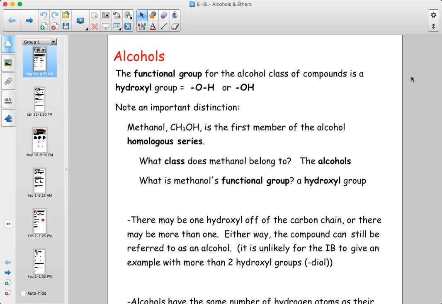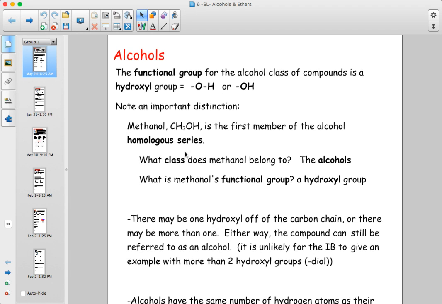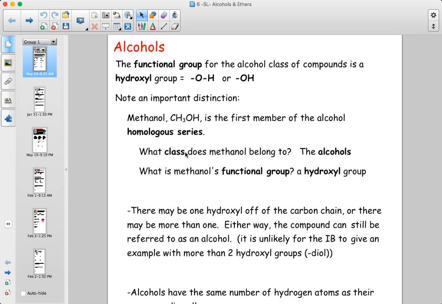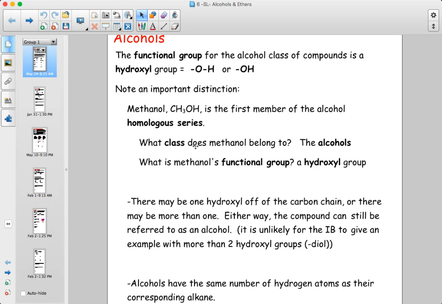Okay, so alcohols and ethers. Alcohols are the next class of compounds we're going to talk about. The functional group of the alcohols is the OH group. Now, a very important distinction is that the class of compounds, if you had this molecule here, methanol, the class of compounds it belongs to is called the alcohols, but the OH group itself is actually just called a hydroxyl group, and you are expected to know the difference.